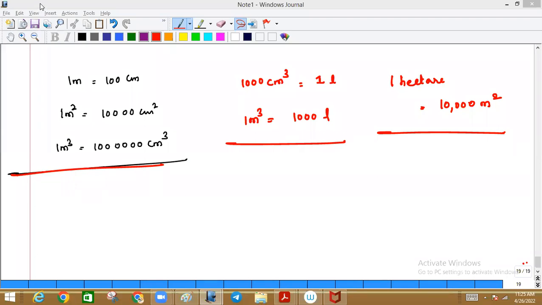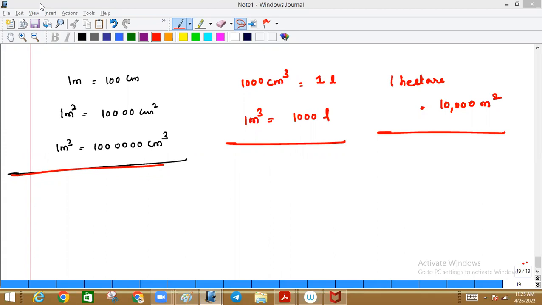If it is area, 1 meter square is equal to 10,000 centimeter square. 1 meter cube is equal to 10 lakh centimeter cube, that is 10 to the power of 6. Right? You want to convert it into liters. 1 meter cube is equal to 1,000 liters. 1,000 centimeter cube is 1 liter.